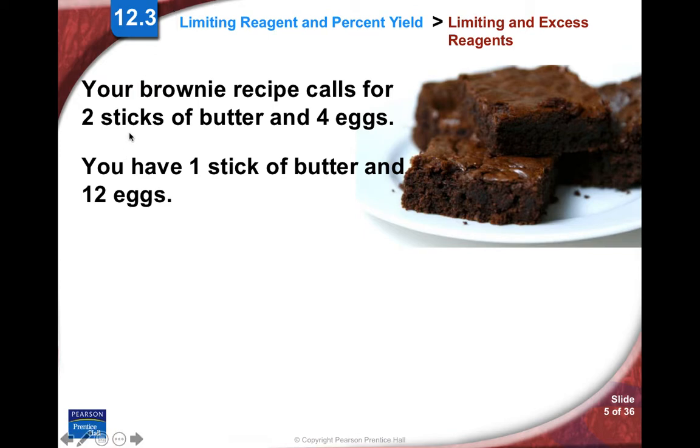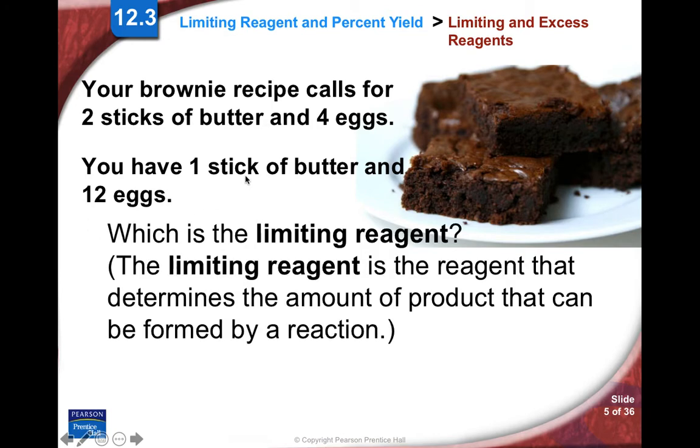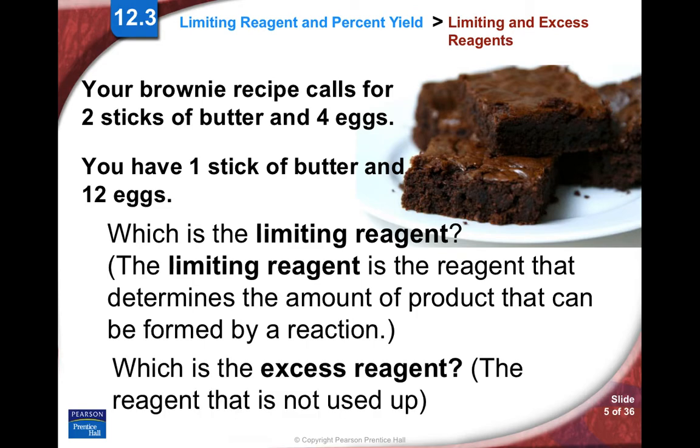Let's say your brownie recipe calls for 2 sticks of butter and 4 eggs, like ours. You go into your kitchen, you've got 1 stick of butter in the fridge and 12 eggs. Holy cow. So knowing the proportions, 2 of these to 4 of these, from the recipe, you can only make half a recipe based on the butter. You could triple the recipe based on the eggs. Okay, but the butter's going to limit you, because the recipe calls for twice as much as what you have. And of course the eggs are going to be left over, excess, because you won't use them all, especially with only 1 stick of butter.